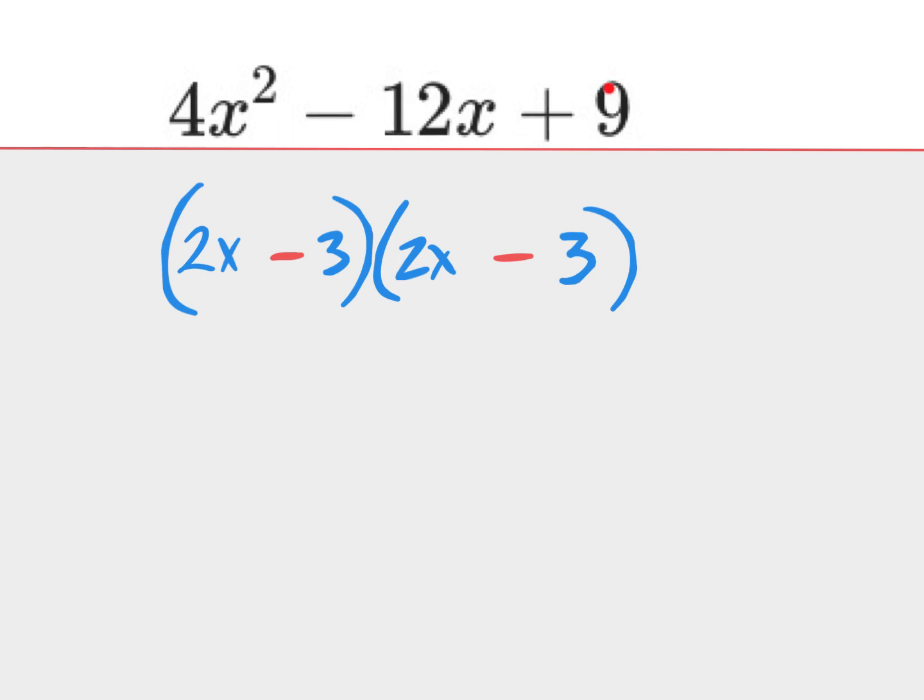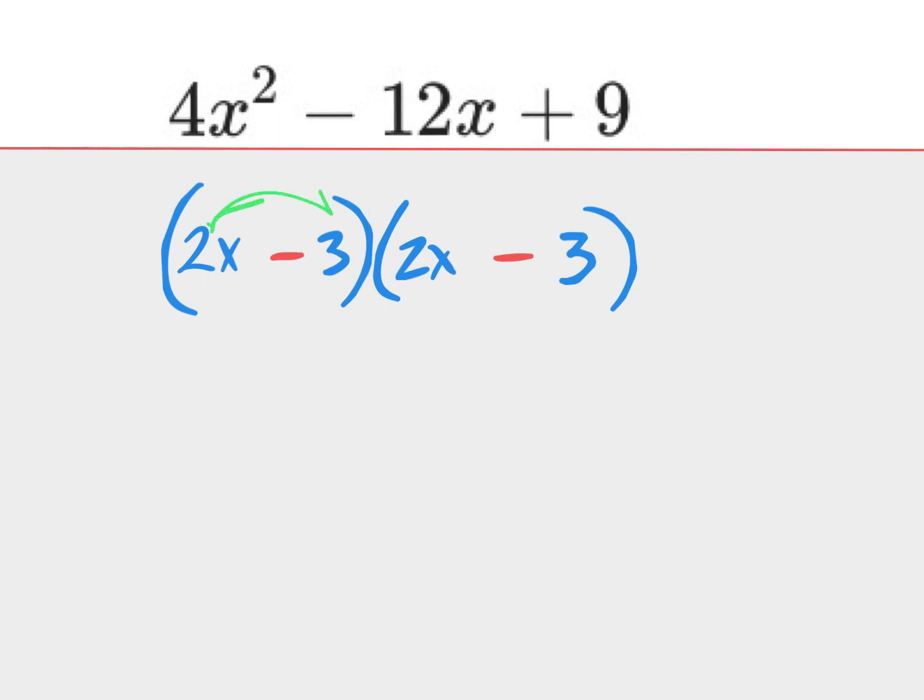So once again, because your c value is positive, the signs have to be the same. If this would have been positive, then both of them would have been the same plus, but because it's negative, both of them have to be the same minus, okay? And of course, double check your answer by distributing, right?